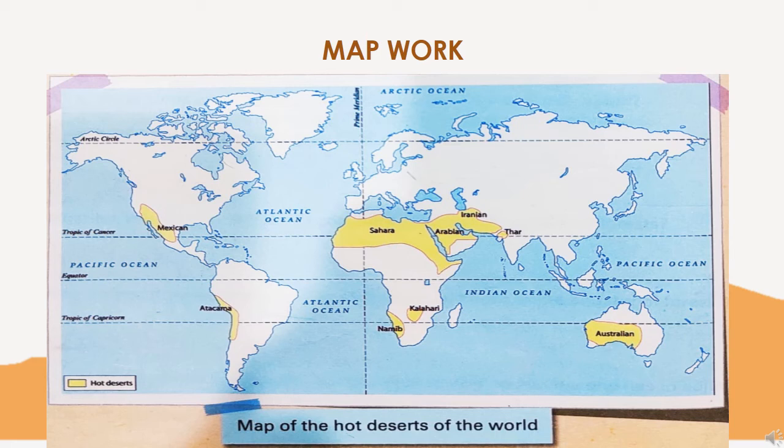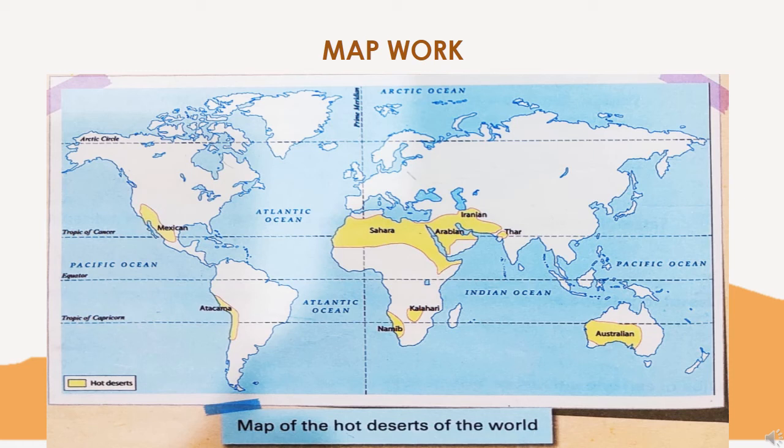See children, first you should see where the equator is. I hope you are able to see the equator, which is in the center. Then from the equator to the north side is the Tropic of Cancer, and from the equator to the south side is the Tropic of Capricorn. So these are basically hot deserts. We are going to learn to mark the hot deserts for the time being.